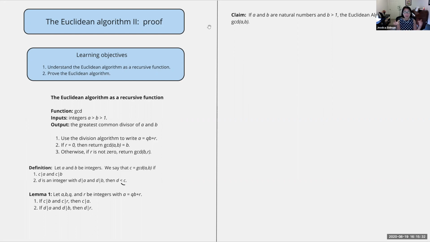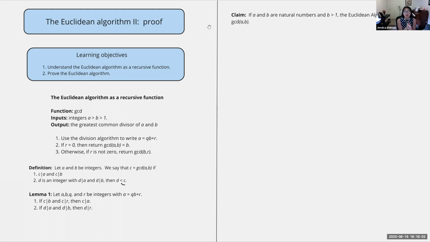And what are the steps that it follows? Well, the first thing it does is it tries to use the division algorithm to write A equals QB plus R. And then it says, if R is 0, I should return that the GCD of A and B is B, because of course B, in that case, divides itself, and it divides A, and no bigger number can possibly divide B, so it has to be the greatest common divisor of A and B.